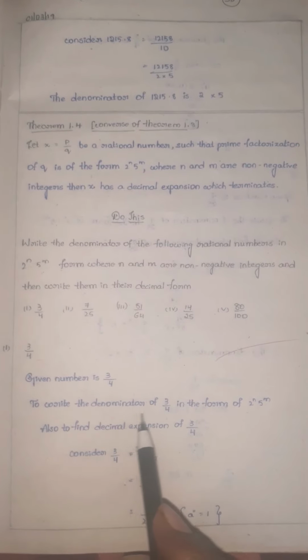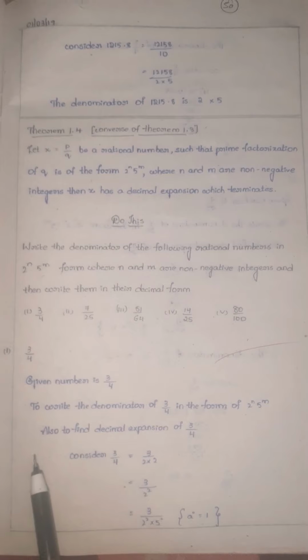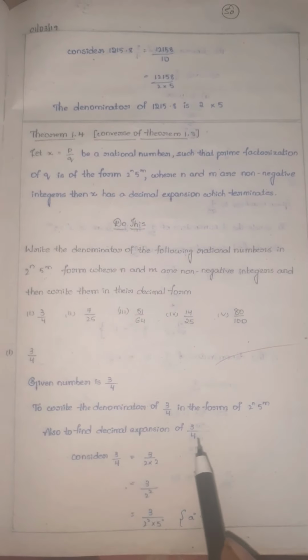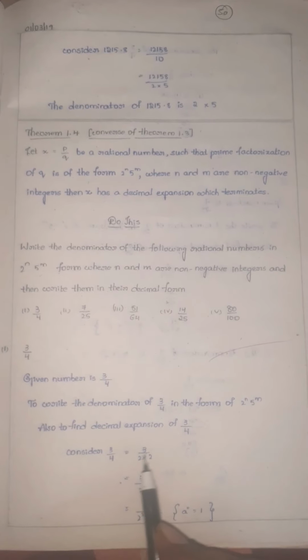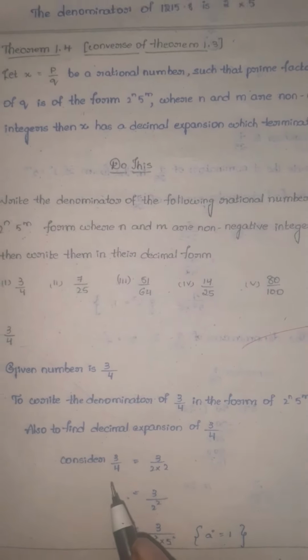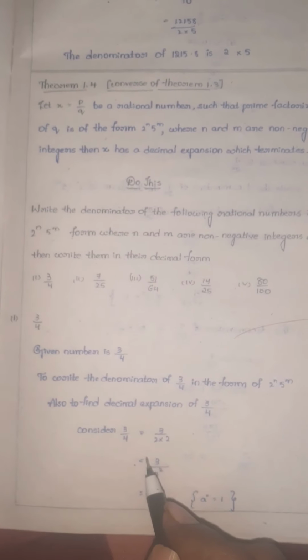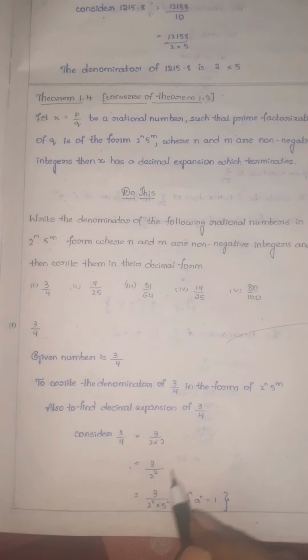The given number is 3 by 4. It asks us to write the denominator of 3 by 4 in the form of 2 power n into 5 power m, and also to find the decimal expansion of 3 by 4. So consider 3 by 4. I wrote the numerator as it is, 3, but 4 can be written as 2 into 2, so it is 3 by 2 into 2, which means 2 power 2.